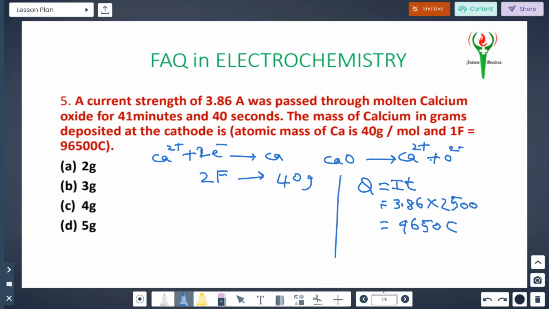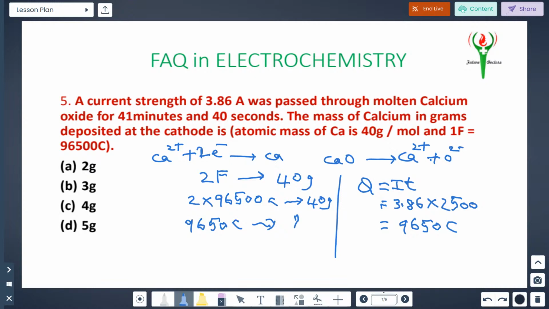Now come to this side. 2 Faraday means 40 grams deposited. 2 Faraday means 2 into 96,500 coulomb. If you pass that, 40 gram is deposited. But in the sum, 9650 coulomb is given. If you pass this much coulomb, how much is deposited? That's the question.